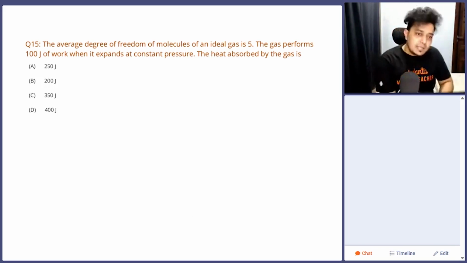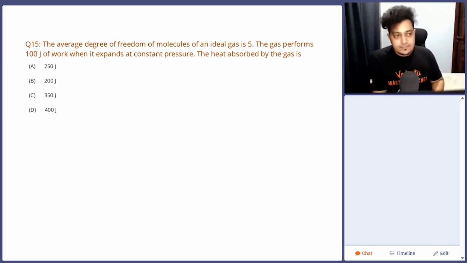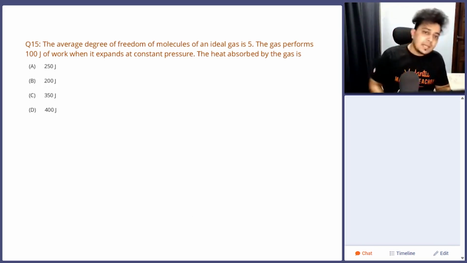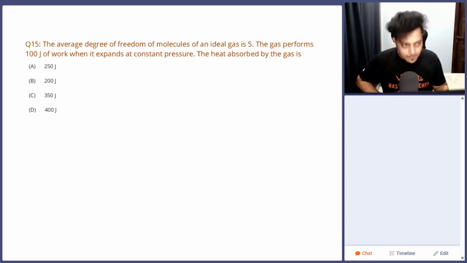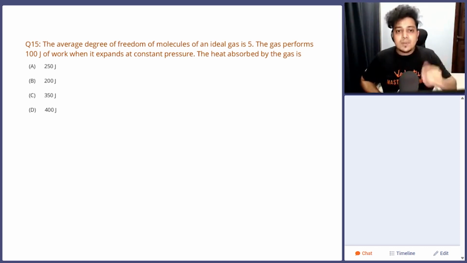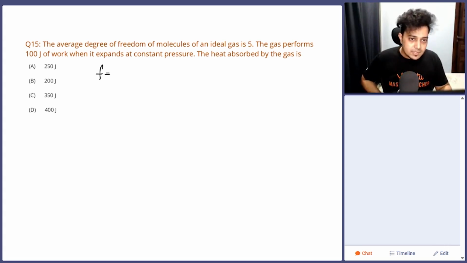Average degree of freedom of a molecule of an ideal gas is 5. Gas performs 100 joules of work when it expands at constant pressure. Heat absorbed by the gas is equal to? Okay, so degree of freedom is given. It is 5. From this we can figure out CV and CP. Before CP we will get CV. Formula is F into R by 2.